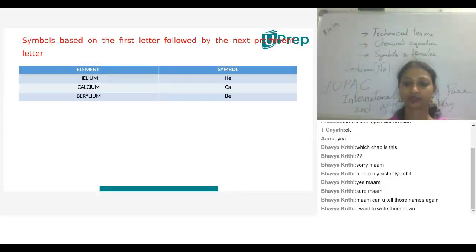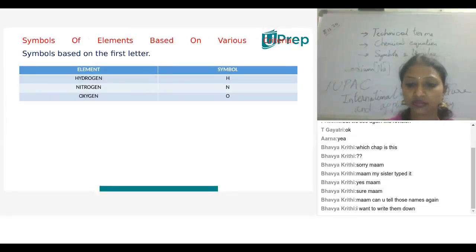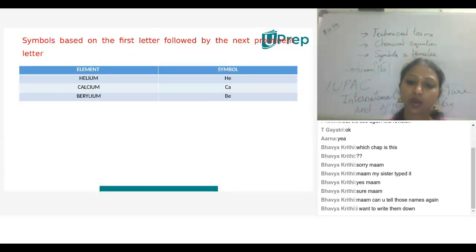Symbols based on the prominency of the first letter: hydrogen H, nitrogen N, oxygen O. And symbols based on the prominency of the second letter: helium He, calcium Ca, beryllium Be. So how are we representing the elements? The first letter should always be a capital letter and the second letter should be a small letter. Don't write He with a capital H.